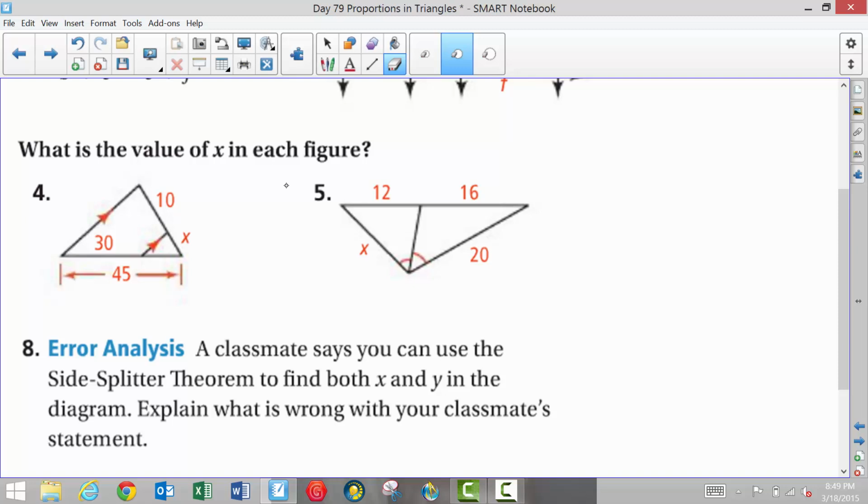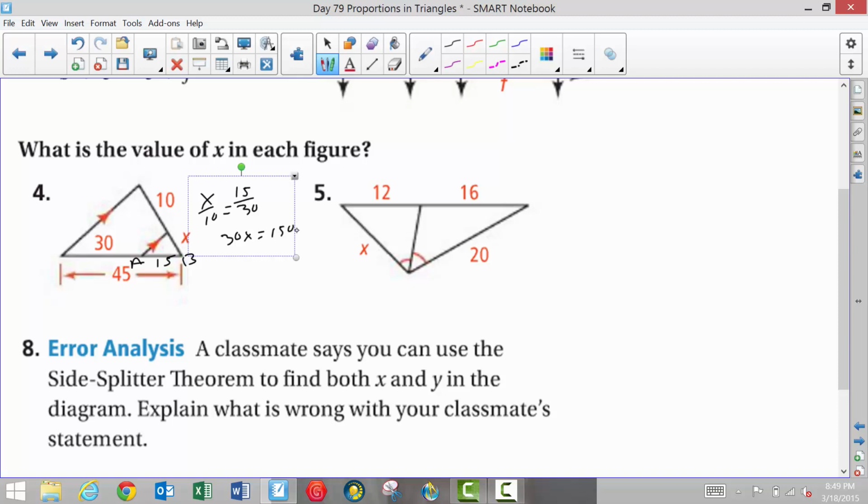So what's the value of x in each figure? Well, if the whole thing is 45 here, I know I'm going to find this missing A to B side. A to B is 15, because 15 plus 30 is 45. So I have x over 10 equals 15 over 30. 30x equals 150. So divide by 30. There, x equals 5.